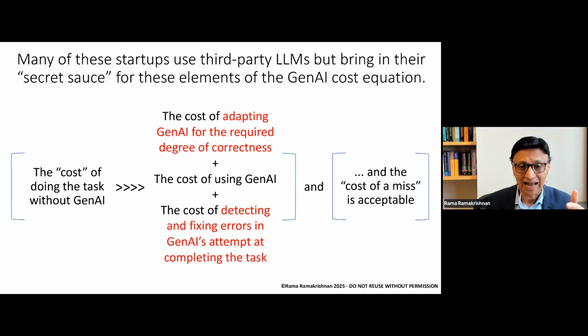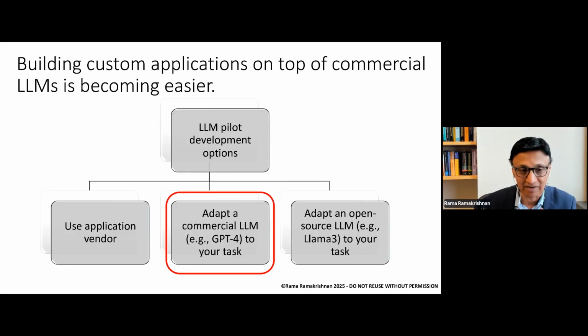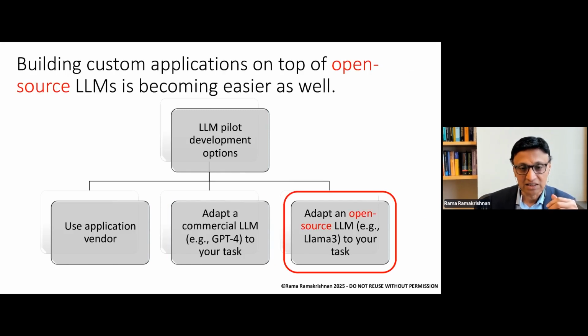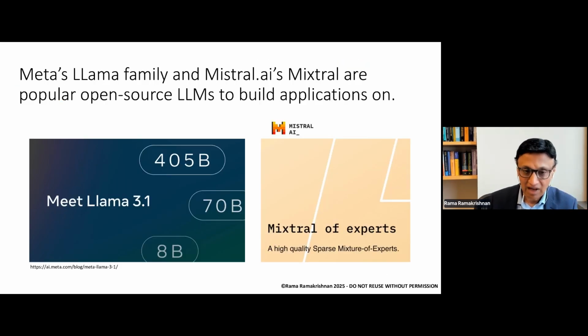And many of these startups are actually using third-party LLMs. That's not the secret sauce. Their secret sauce is the way they have figured out how to adapt the LLM for the degree of correctness for that particular task, for that use case. And they've also created a nice UX and so on, which makes it easy for humans to catch errors and fix them so that it's not too burdensome. That's where the edge is coming from for them. And of course, building custom applications is becoming very easy now with all the usual vendors. And then open source LLMs like Llama and Mistral are really quite competitive, and they're great options to build these applications on.